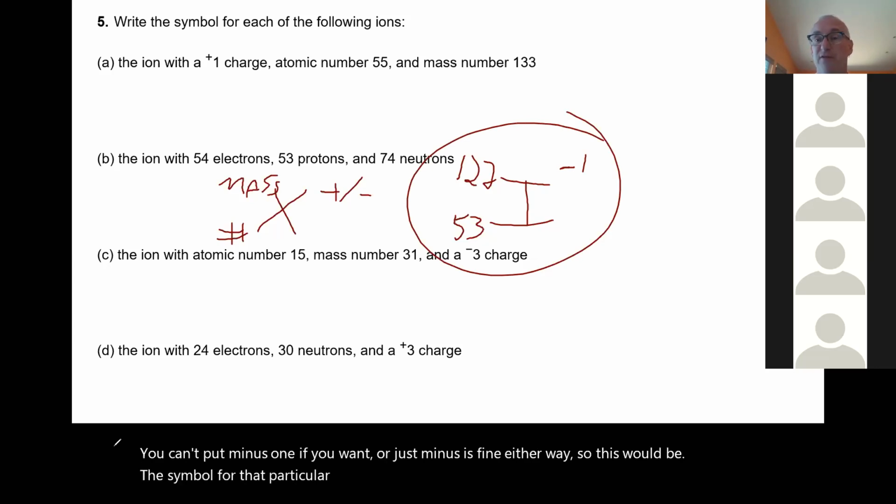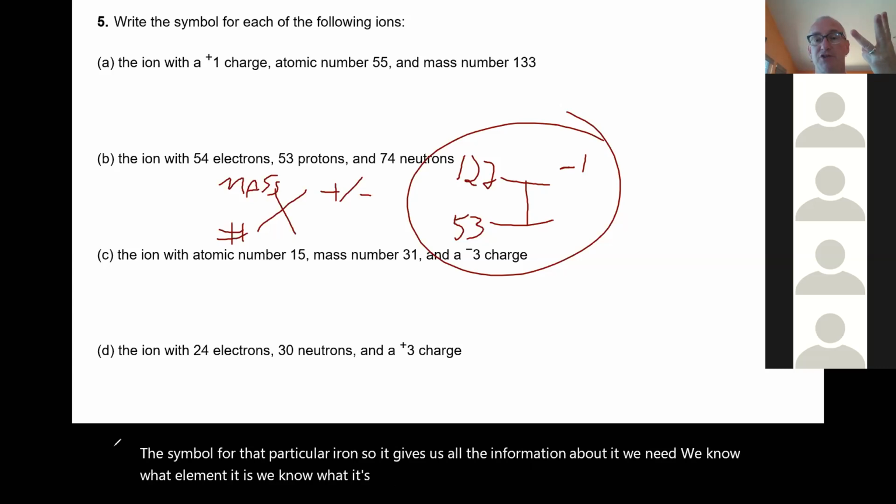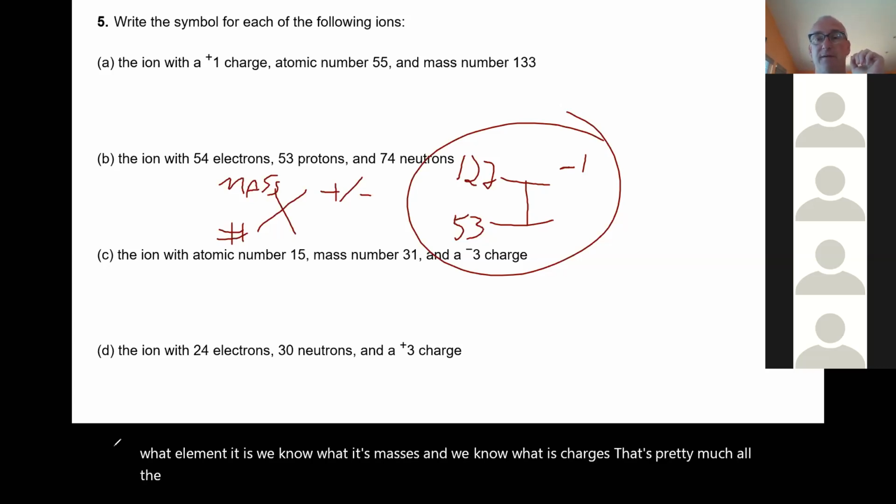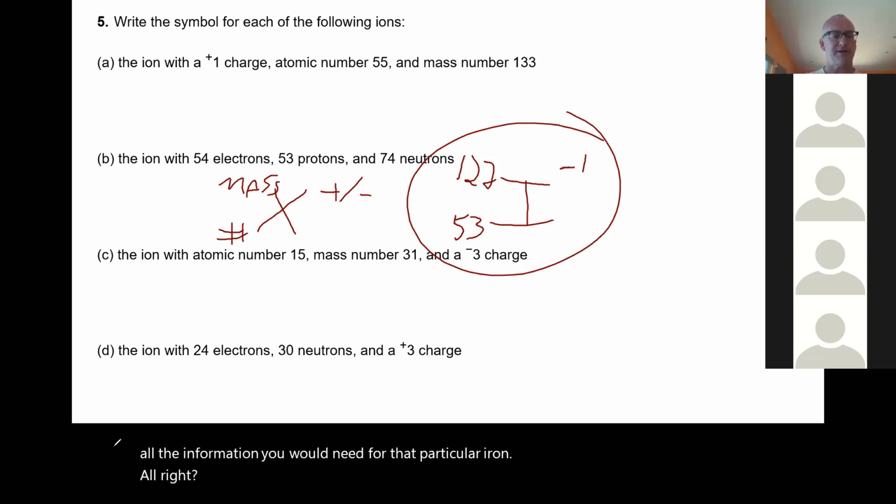So that gives us all the information about it we need. We know what element it is, we know what its mass is, and we know what its charge is. That's pretty much all the information you would need for that particular ion. All right? And the rest of them are pretty much the same as that. So just quickly, let's go to the last question.